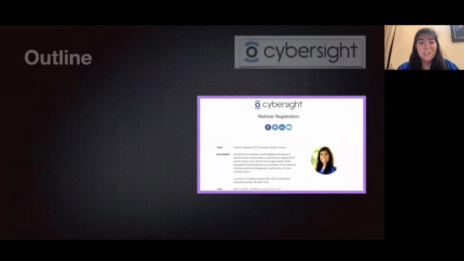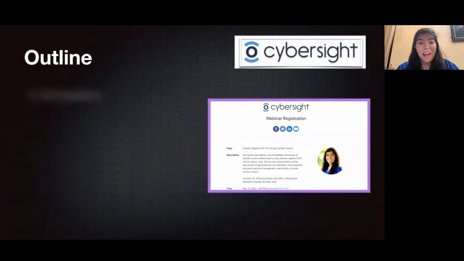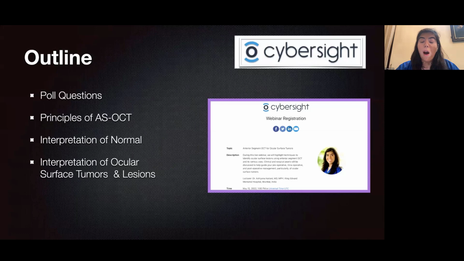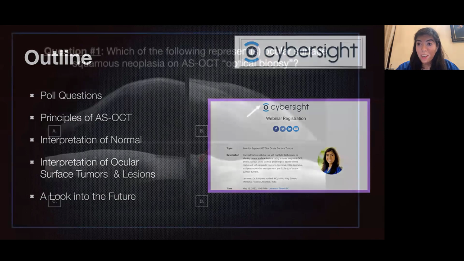Today, we will start off with a few interactive multiple choice questions, dive into the principles of anterior segment OCT, understand how to interpret a normal cornea, and distinguish this from ocular surface tumors and lesions, and finally end on a look into the future advancements in the realm of ocular surface imaging.